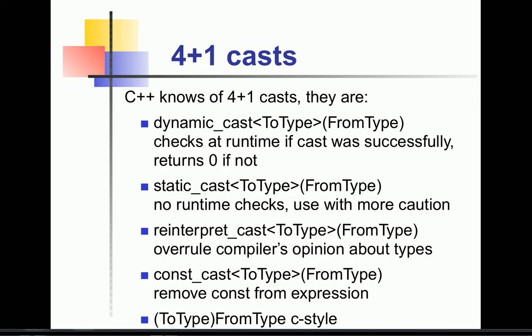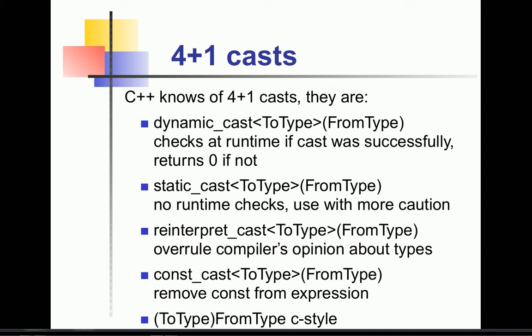Casts, which means changing the type of some object. There are several casts in C++. There are essentially 4 + 1 casts, and they are called dynamic cast, static cast, reinterpret cast, const cast, and the so-called C-style cast. The dynamic cast checks at runtime if a cast was successful and returns 0 if not. The static cast performs no runtime checks, which means you should use it with more caution.